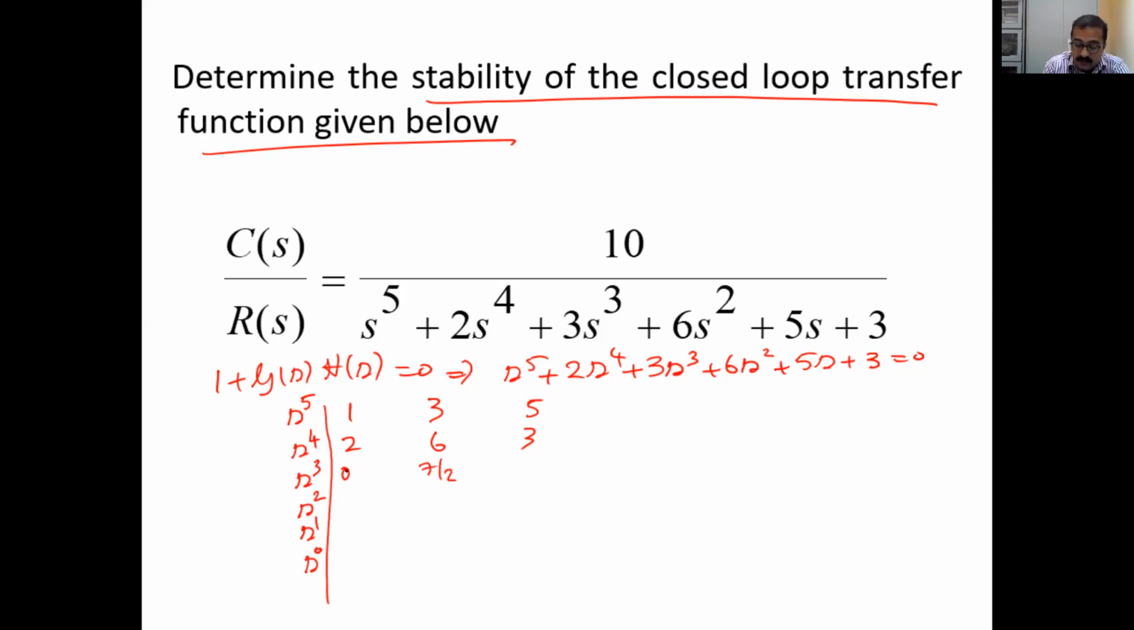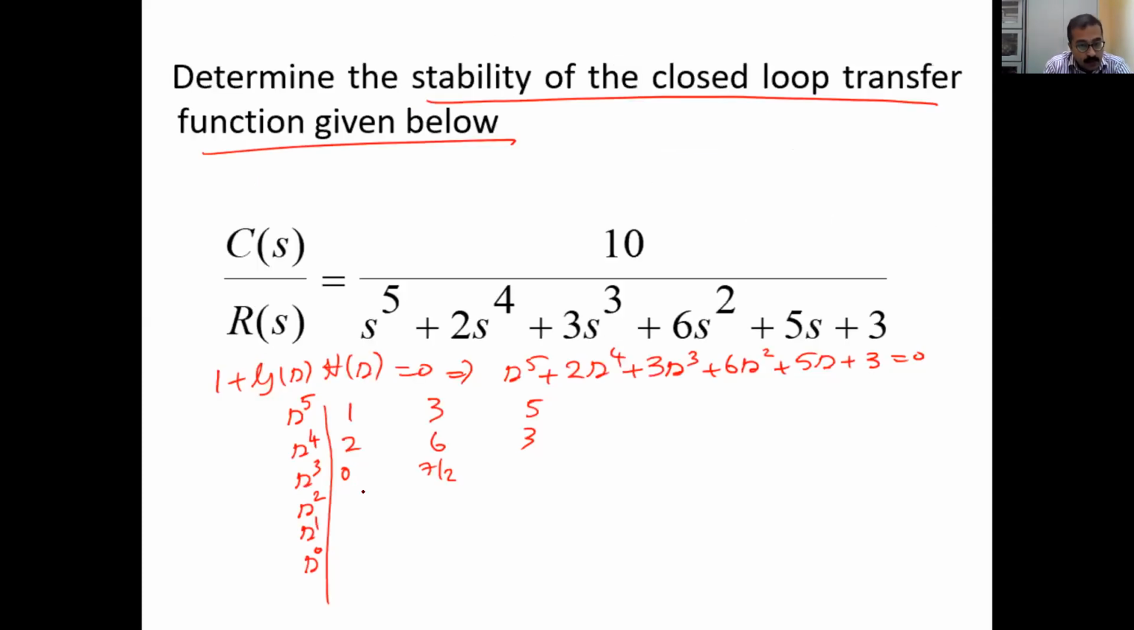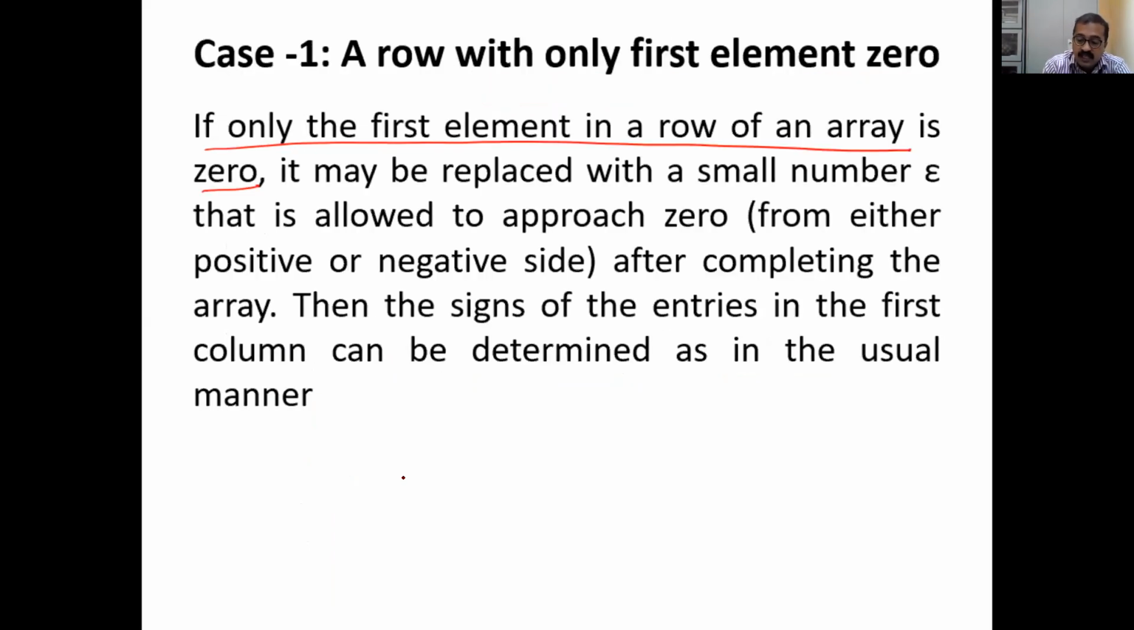So that means we have to overcome this. How to do that? For that, we will consider a very small positive number epsilon, if only the first element in a row of an array is 0. Keep in mind, here we had a row whose only first element was 0. Other elements were non-zero. So when you encounter such a situation, with a row whose first entry only is 0, then we have to consider a small number epsilon. Epsilon may be positive or negative. And then you complete the array.